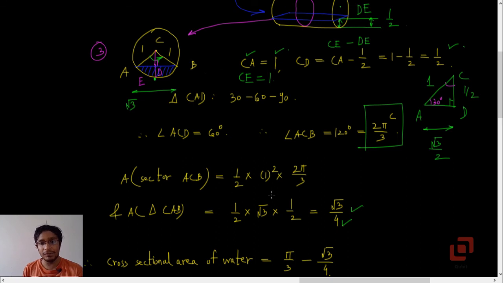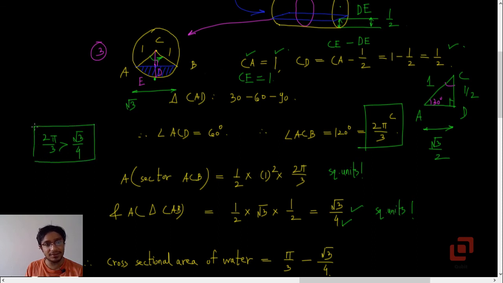Okay, so area of the sector ACB is, I think, pi by 3 square units, and area of the triangle ACB or CAB is root 3 by 4 square units. Okay, now see, this can actually prove that 2 pi by 3 is greater than root 3 by 4. Quite an interesting inequality, which otherwise might be difficult to prove.